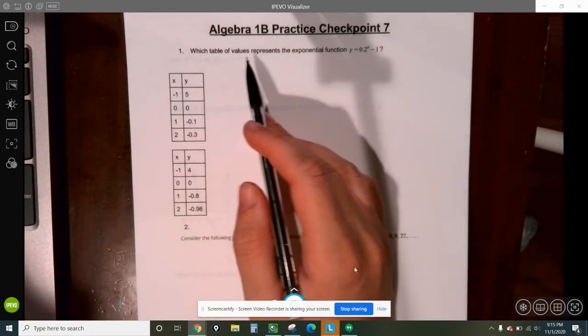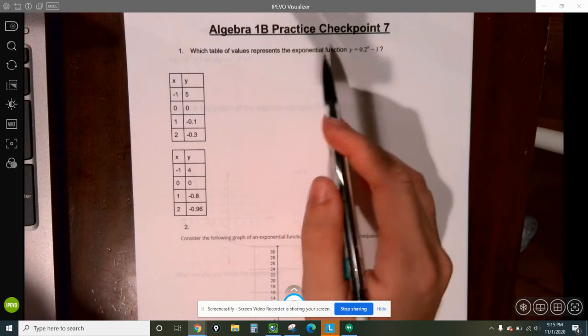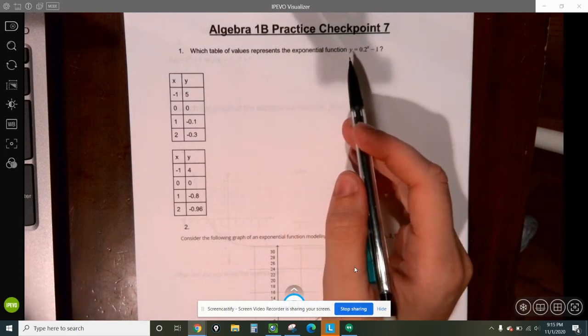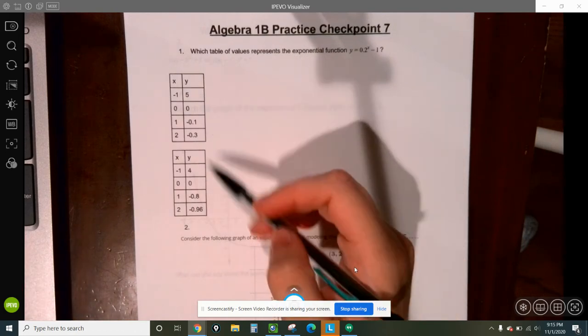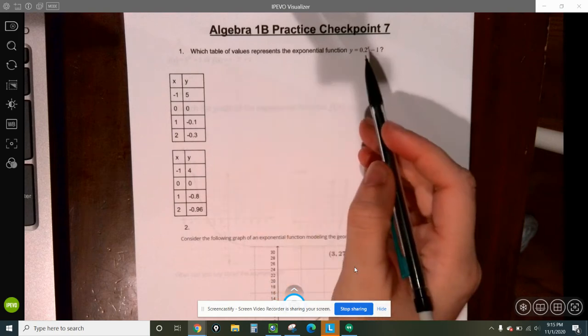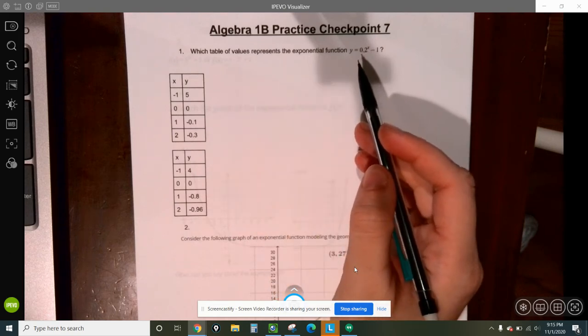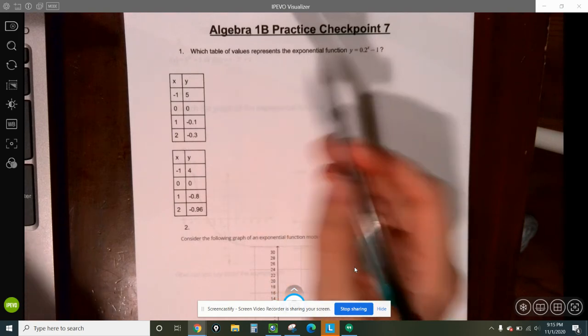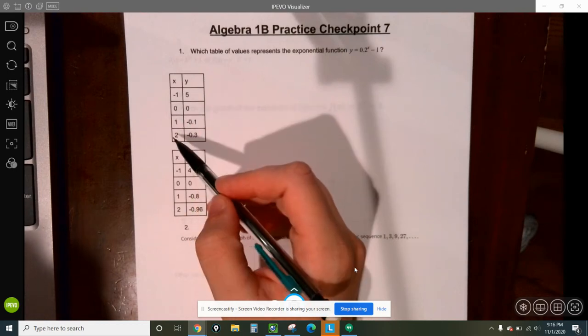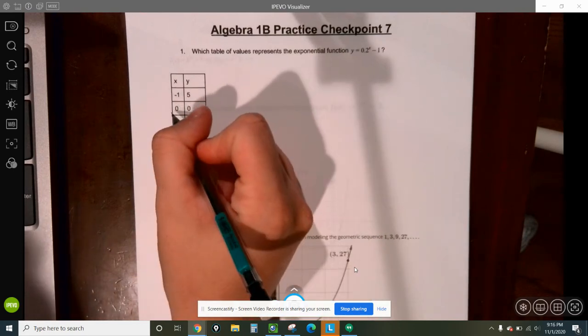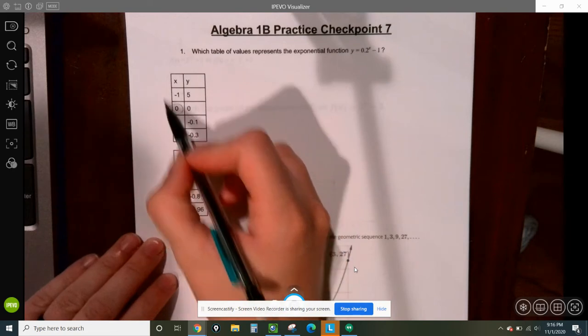Okay, so number one, which table of values represents the exponential function right here? To test which of these tables of values will work for this function, you're just going to start plugging in the x values and see if it works. You can really pick any of them that you want. Let's start with 0, because 0 is pretty easy to plug in.